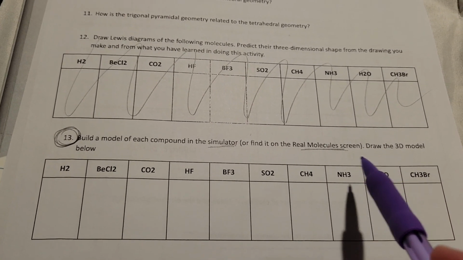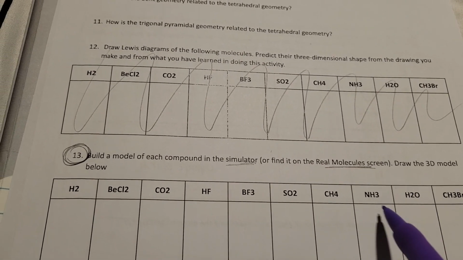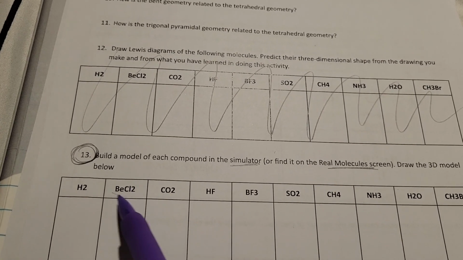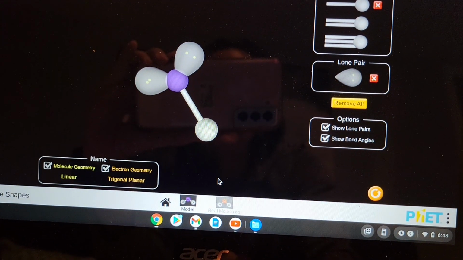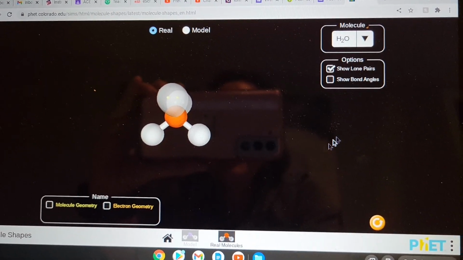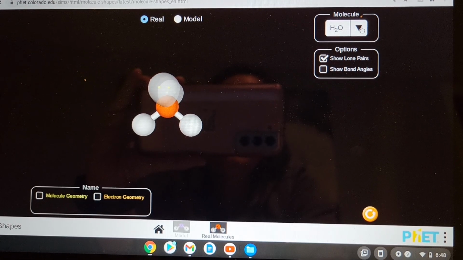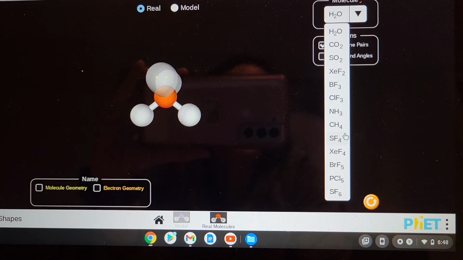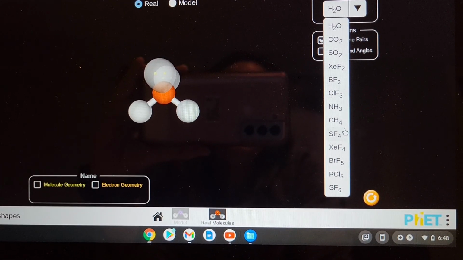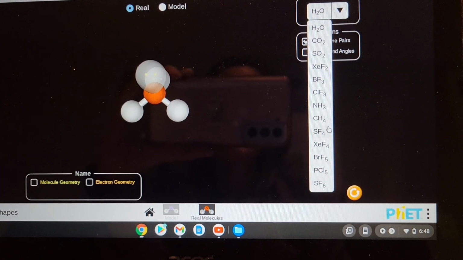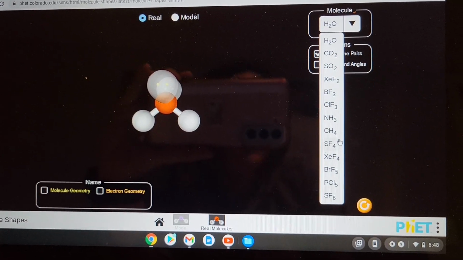Okay, so if you go back, let's say, NH3 or CH4, any one of these, you're going to go up to, let's say, BeCl2. So I'm going to go back over here, and now I'm going to click down here on real molecules. I'm going to go up here to the drop down, and I'm going to pick, say, BeCl2 or something that seems like it. So BeCl2. Oh, geez, why is this not working? All right, let's cross off some of these.